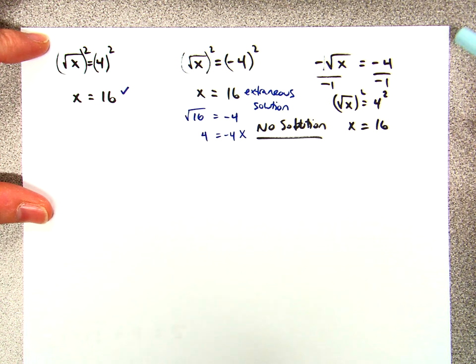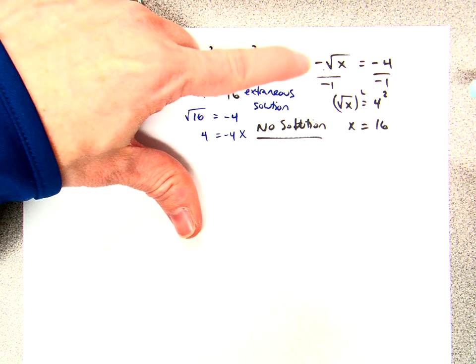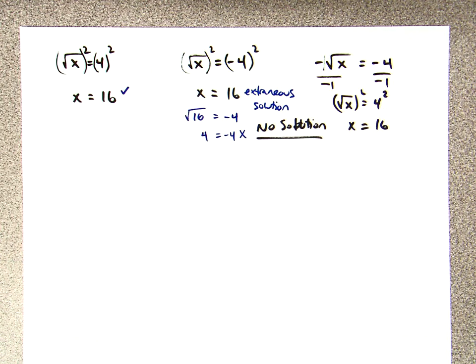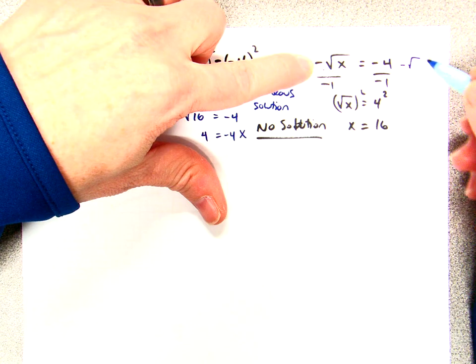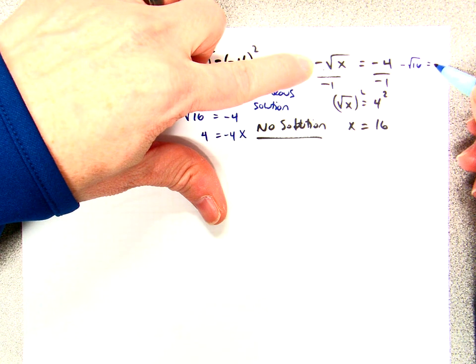If we wanted to check this, remember, plug it back into the original one, not this one here. So if I check it, the opposite of the square root of 16 should be equal to negative 4.